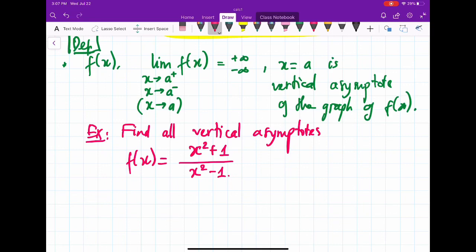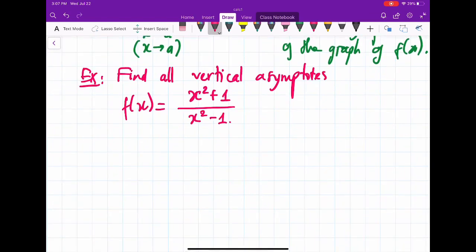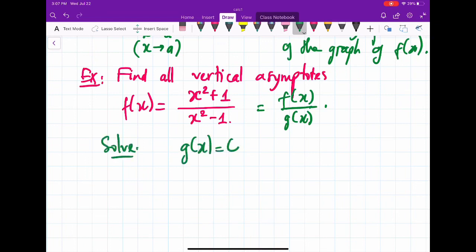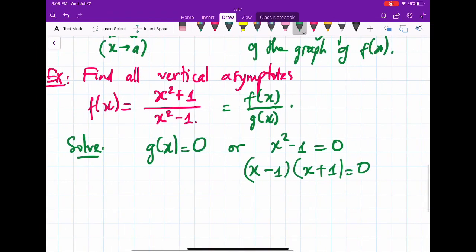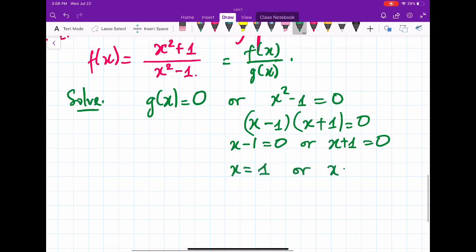Let's consider another example. Let's find the vertical asymptotes of the graph of this function, x squared plus 1 over x squared minus 1. So this function has the form f of x over g of x, right? In order to find the x that can be vertical asymptotes, we need to solve g of x equal to 0, or in this case x squared minus 1 equal to 0. Okay, so you have x minus 1 times x plus 1 equal to 0. From here you get x minus 1 equal to 0 or x plus 1 equal to 0. Then x equal to 1 or x equal to negative 1.